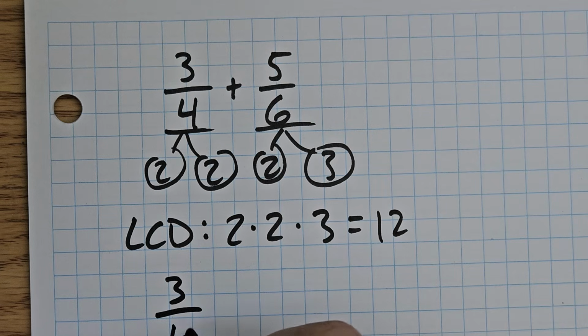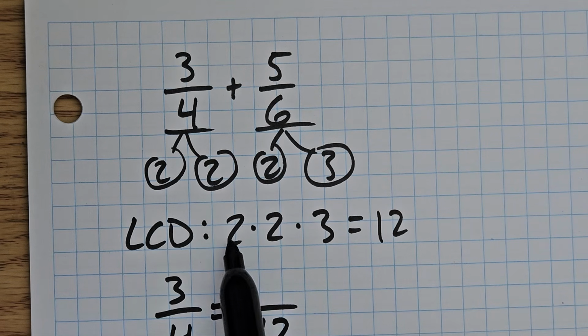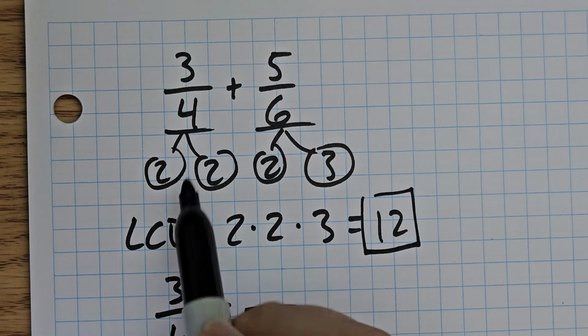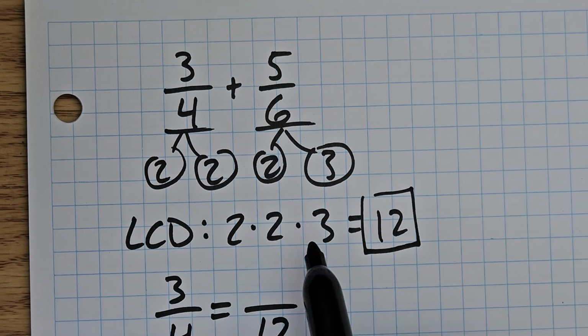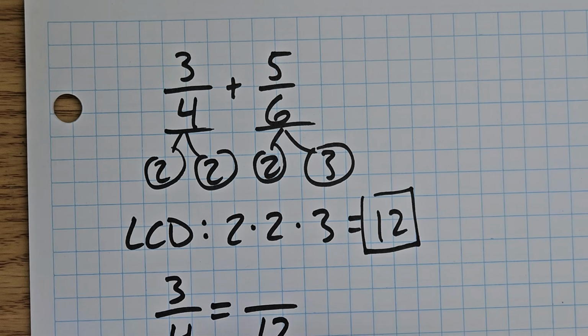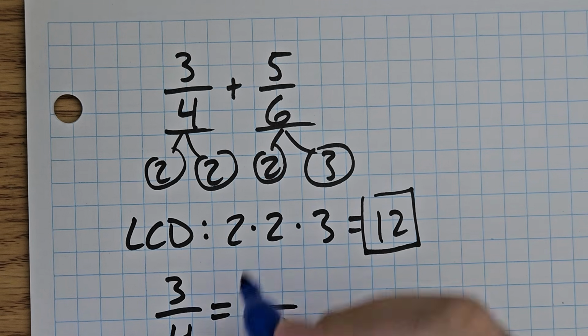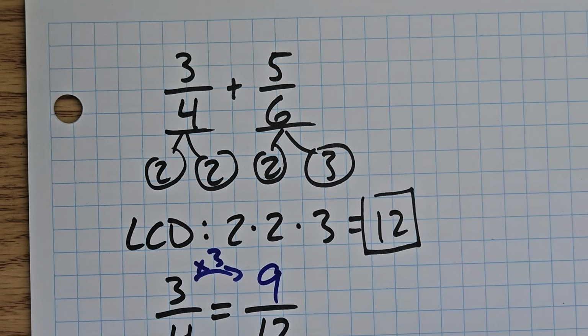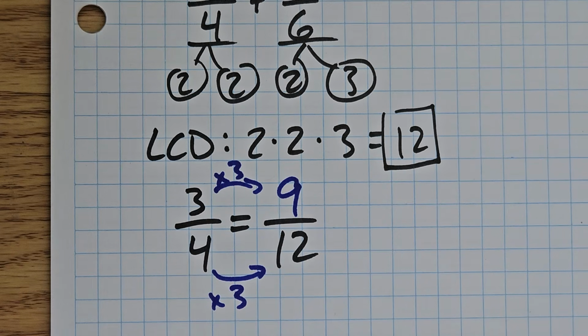So I'm going to convert 3/4 to 12ths. Right? What factor or factors does the LCD have that the original denominator does not? A 3. So I'm going to raise that by a factor of 3. 4 times 3 makes 12. And doing the same thing on top, 3 times 3 makes 9. Okay, make sure that's showing there a little bit better.